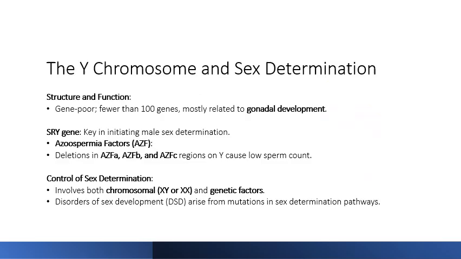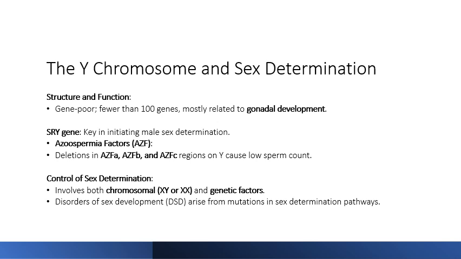So we've discussed the X chromosome, now we'll move on to the Y chromosome. The Y chromosome is actually really gene poor. It contains fewer than 100 genes, and most of these genes are involved in gonadal development and male-specific functions, such as the SRY gene, which is located on the Y. It plays a critical role in initiating male sex determination by triggering the development of testes.